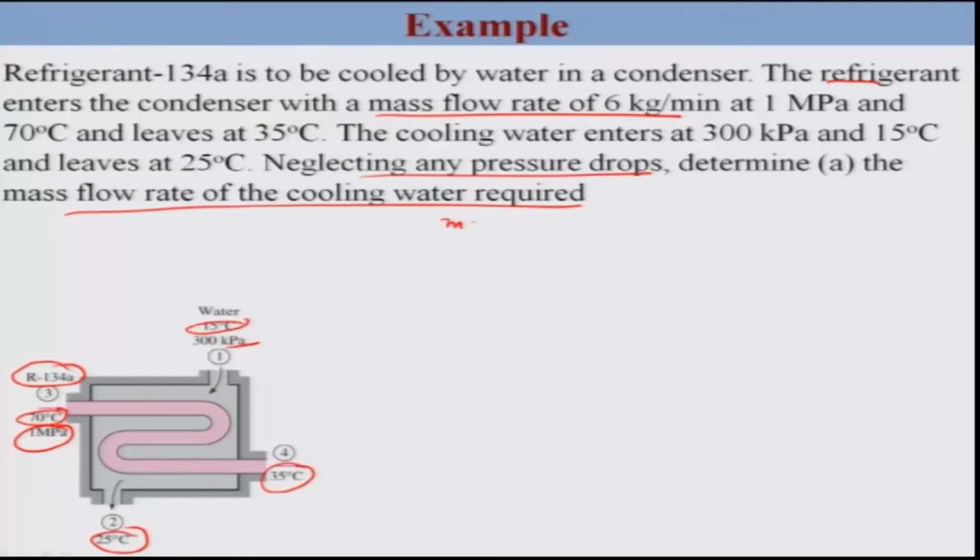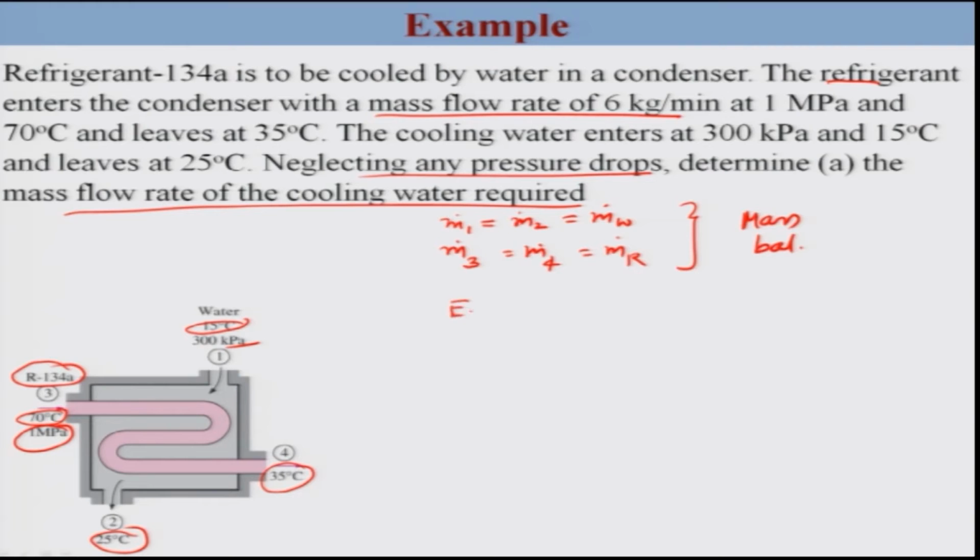So we can write that m1 dot is equal to m2 dot, and that will be, let's say, the water flow rate, and m3 dot is nothing but m4 dot, that will be your R, that is the flow rate for the refrigerant. Okay, so this is your simple mass balance.